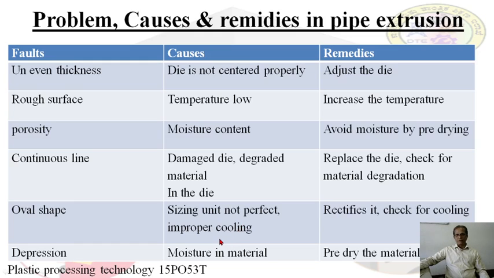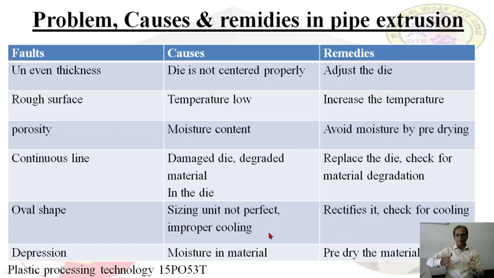Cooling not being perfect means that if it is not cooled properly, when it reaches the caterpillar, due to the pressure applied for dragging, the holding unit is there. So there it is pressed. If it is not solidified, it will attain an oval shape. If sizing is not done, then also it will have this kind of problem. So we have to rectify it and check the cooling.